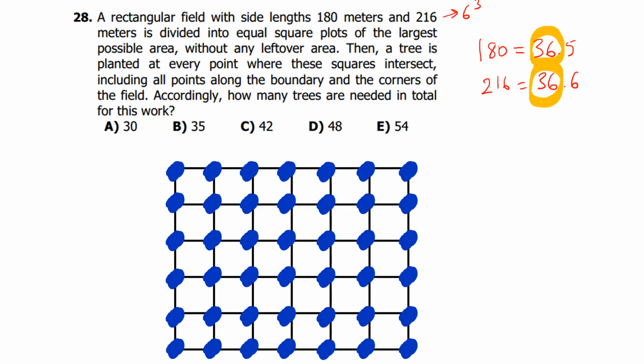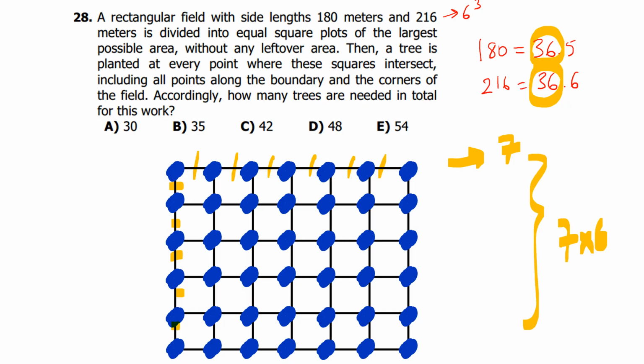Then we have 5 parts. 1, 2, 3, 4, 5, 6 for horizontal. 1, 2, 3, 4, 5 for vertical dimensions. And if you count the number of the trees in each line, we have 7. And how many lines do we have? 7 times 6 is equal to 42.